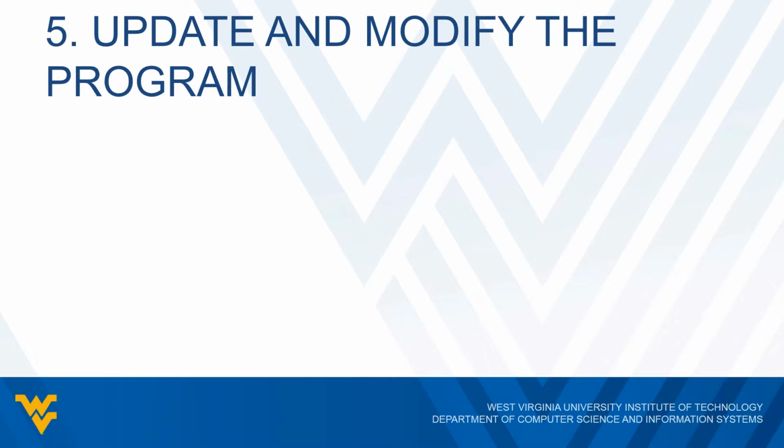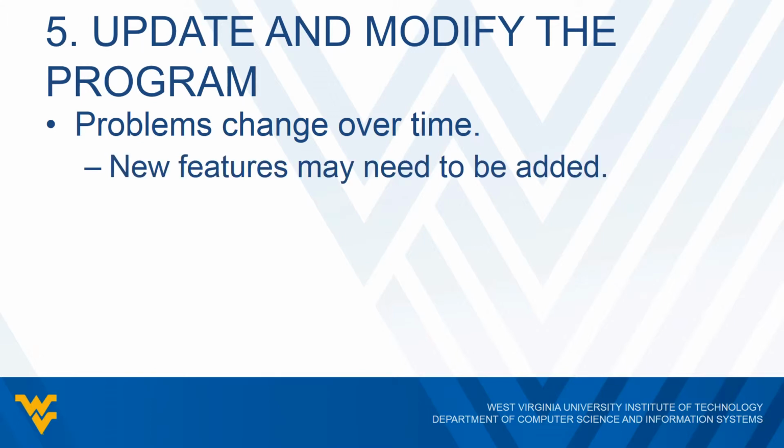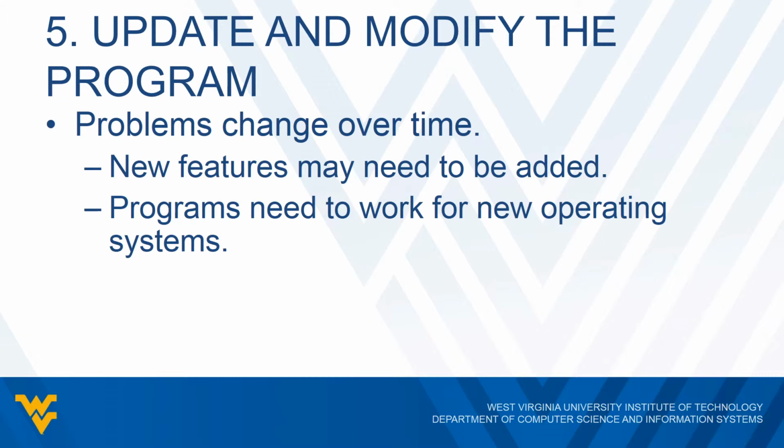And then the last step is to update and modify your program. For this class, when you type up and write your solution to a program, you're pretty much done with it after everything is working. But in reality, programs do change over time. There could be some new features that need to be added, and also programs need to be able to work on new operating systems. Just to give you an example, let's say you write an app for an iPhone, and then the next version of iOS comes out. It's possible that your app will work on the new iOS without any issues, but most likely there are going to be some new features that you have to make sure your app works with. So you may have to make some changes to your app and then put a new version on the store for everyone to download. You've got to make sure it is working based on the new environment.